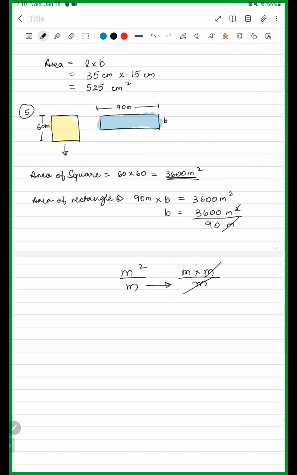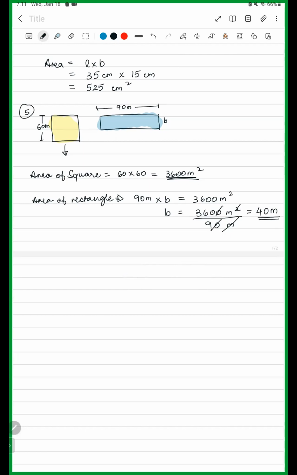So you are left with just one M, 1 meter unit over there. You don't have meter square. Okay. So don't make this mistake of saying meter square when it's supposed to be meter or vice versa. Got it? Okay. So 40 meters. Fine.